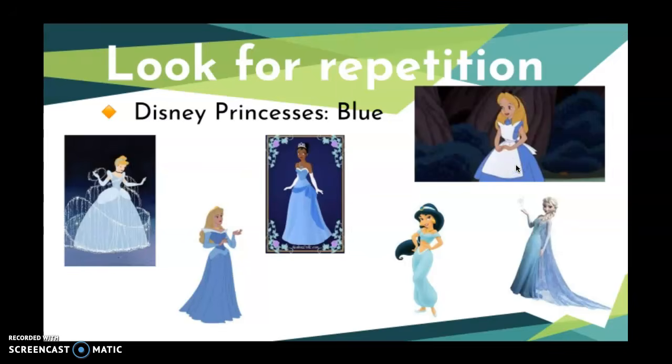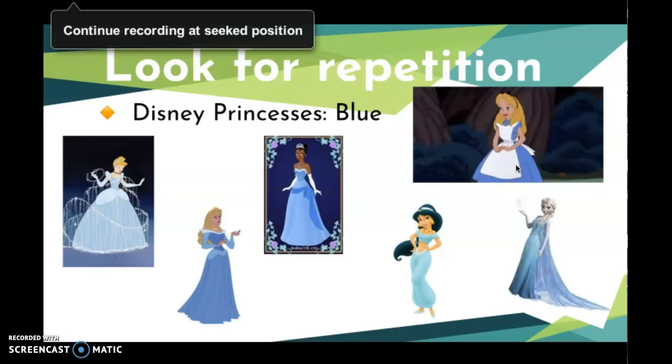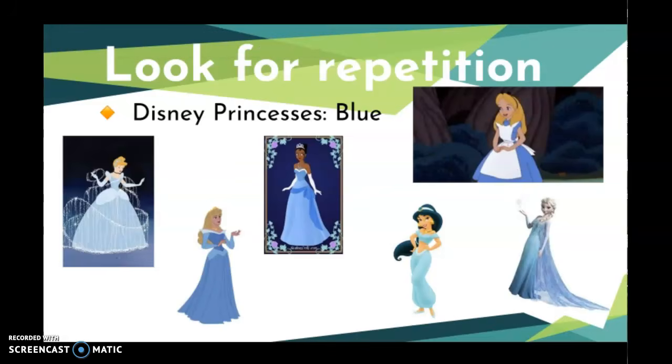So let's look at an example. Another thing you should look for is repetition. In Disney movies, Disney princesses almost always wear blue. Blue is the color of calmness and truth and integrity and peace. And if we look at all these Disney princesses, we see that they have all of those virtues. They have all of those characteristics.